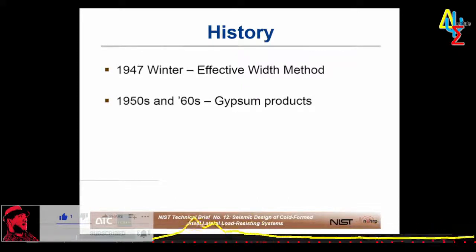The 1950s and 60s saw the use of gypsum products grow, where gypsum board coupled with steel framing began to find acceptance in fire-resistive construction.